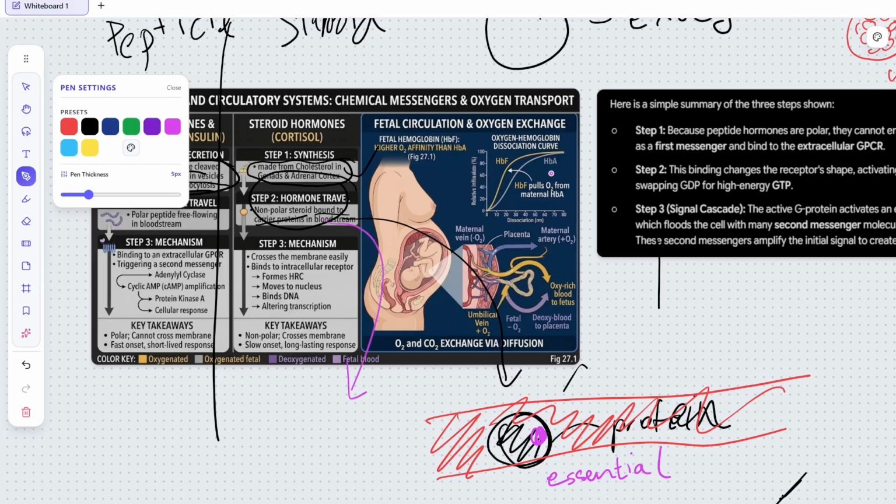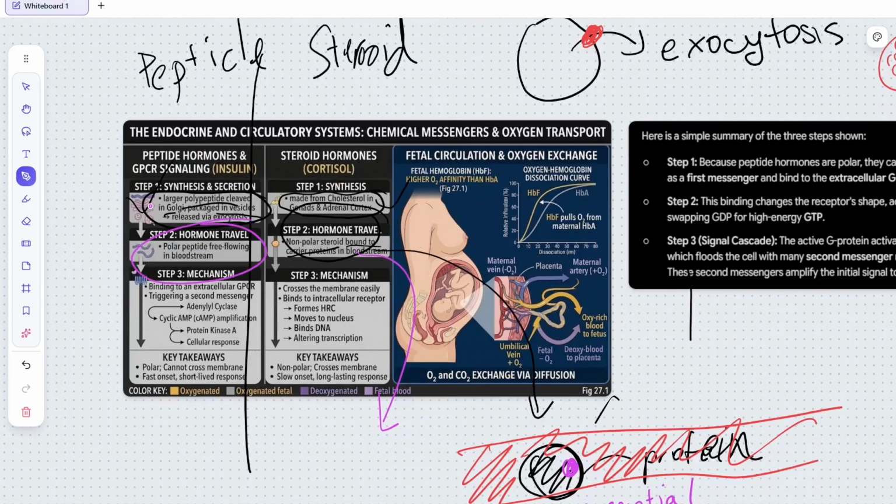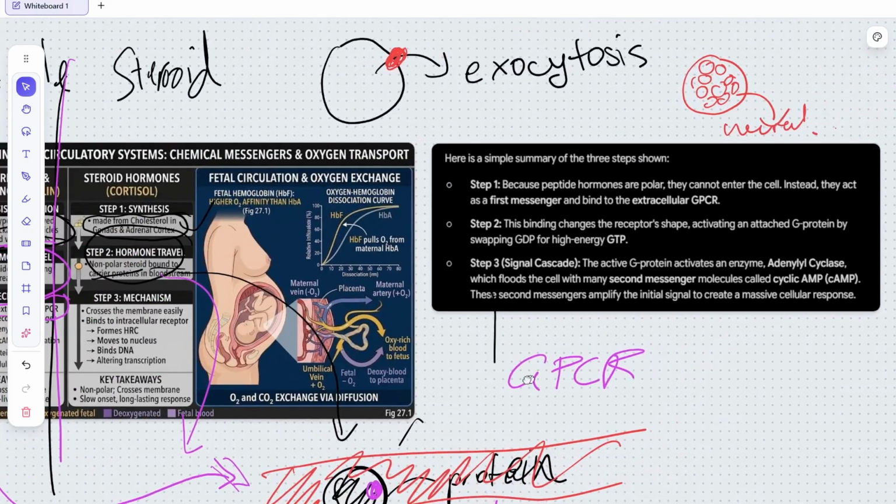Now we're going to go into the contrasting side, which is peptide hormones. They can freely flow by themselves in the bloodstream. They don't need help. They don't need a carrier protein, unlike steroids, right? That's a difference between the two. Peptides are also polar, so they're hydrophilic, right? They affiliate with water, so they're okay dissolving into the bloodstream and being carried that way. They also bind to extracellular GPCRs, the G-coupled protein receptors from the review sheet. Peptide hormones act fast and have a short-lived response, whereas steroids are slower, right?